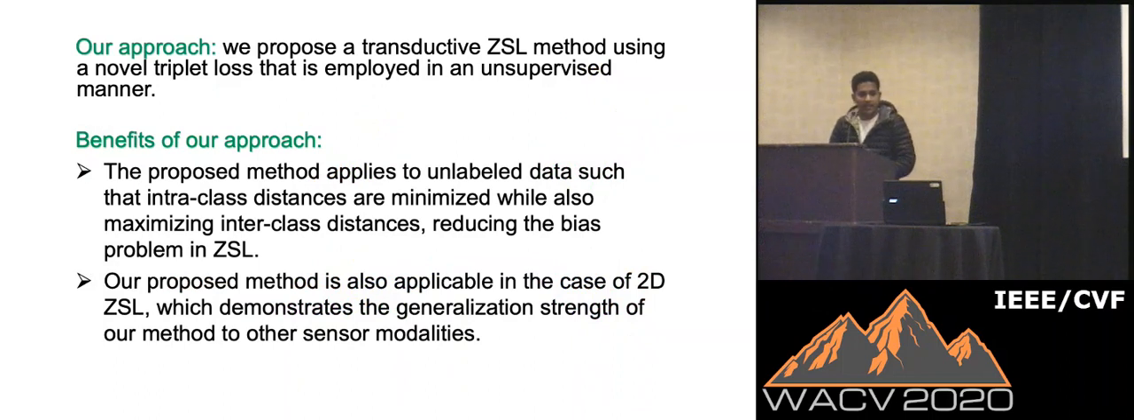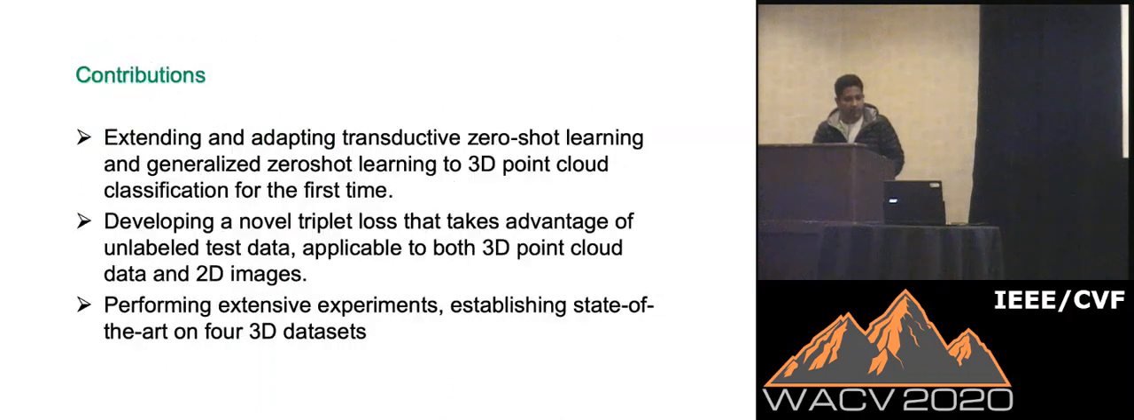So our approach is, we propose a transductive zero-shot learning method using a novel triplet loss that is employed in an unsupervised learning manner. So there are a couple of benefits in our approach. The proposed method applies to unlabeled data such that interclass distance is minimized. And our proposed method is also applicable.